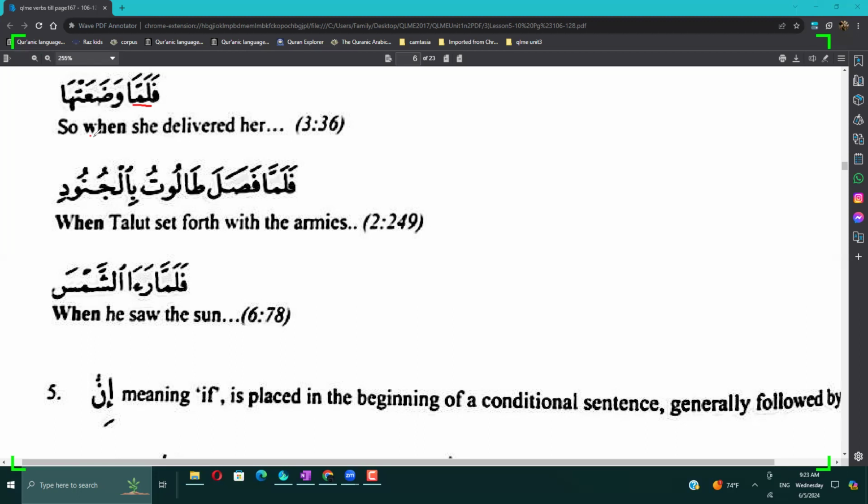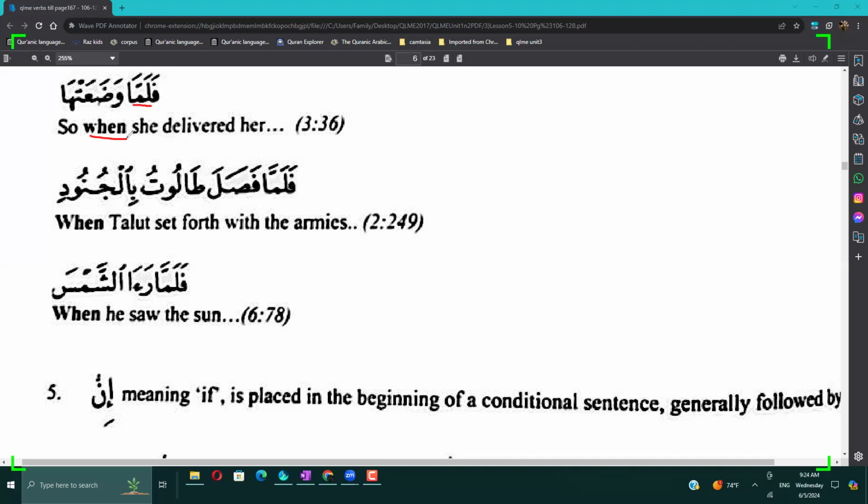And how do you know if it is madi or mudare? We have already learned the charts, right? Like sami'a is madi, and yasma'u, yasma'ani, yasma'una is mudare. So what is this wada'atha? Is it huwa, huma, hum, or what is it? Wada'at, wada'a, wada'u, wada'at. It is hiya, right? So when she delivered it.